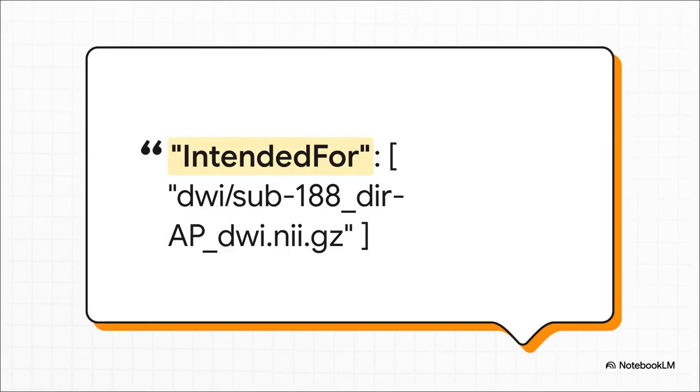And the magic instruction is this one little field right here, IntendedFor. Inside the JSON file that belongs to your correction scan, you just add this field, and you point it to the scan you want to fix. That's the heart of the recipe. You're telling the software exactly which file this correction is meant for.